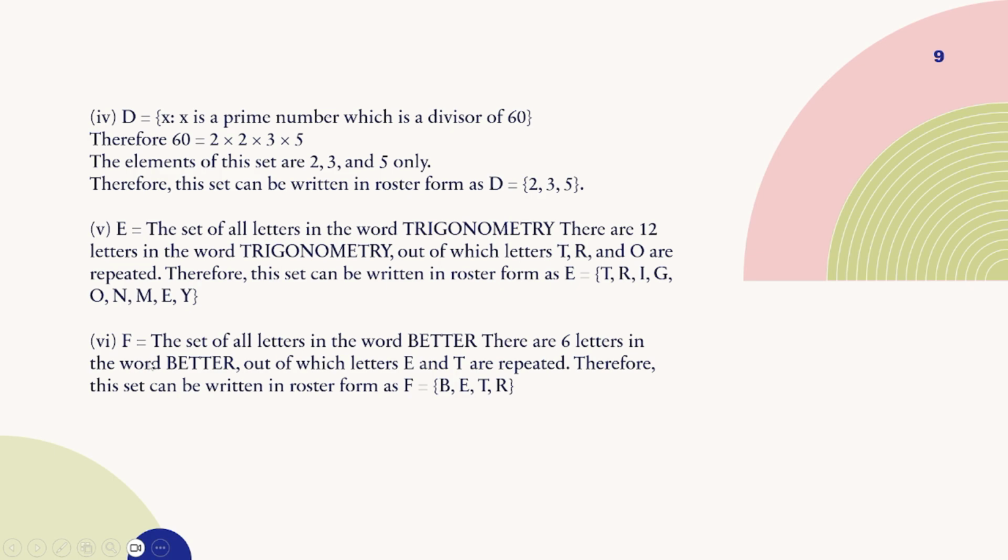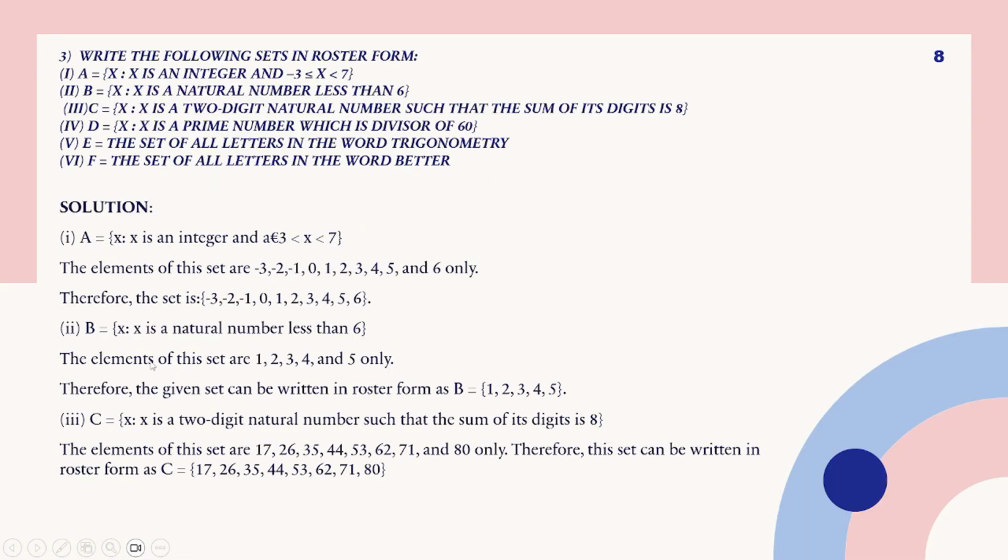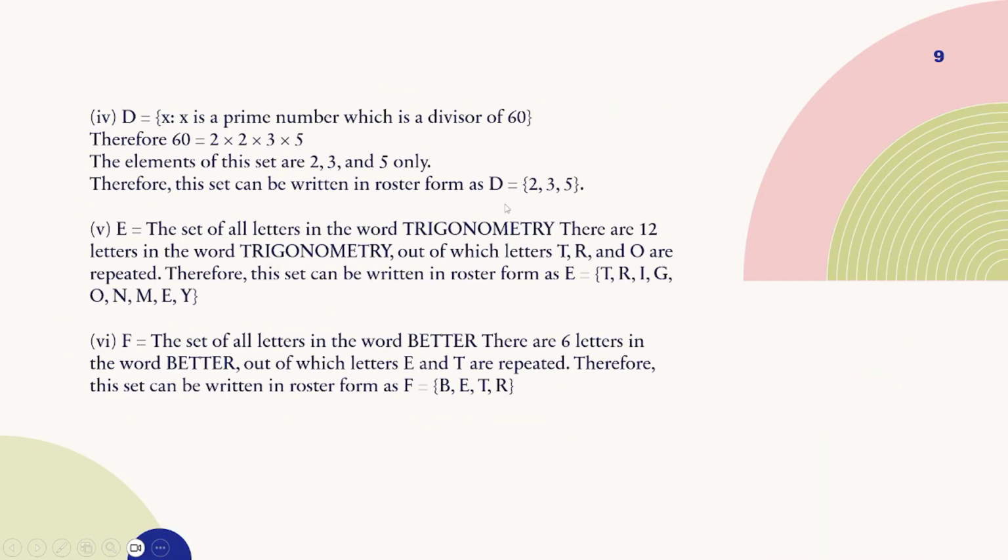Now let's discuss the last question. F is equal to the set of all letters in the word better. Here E and T are repeated twice, so we write them only once in the set and separate them by commas, as it is roster form. Hope you all are understanding this.